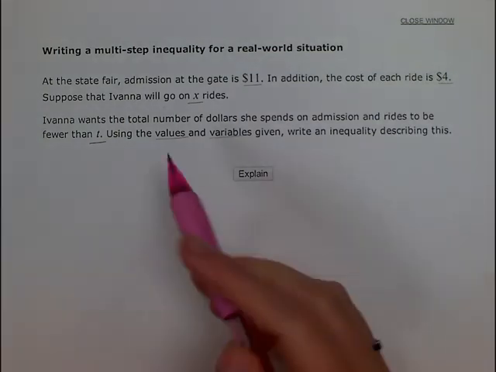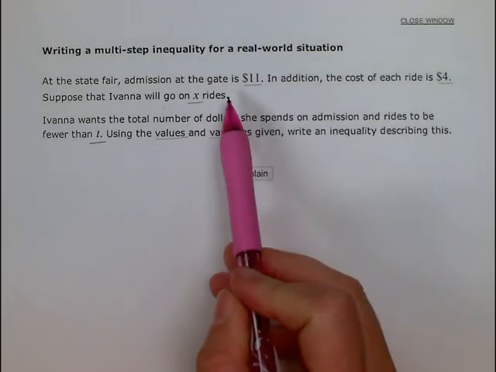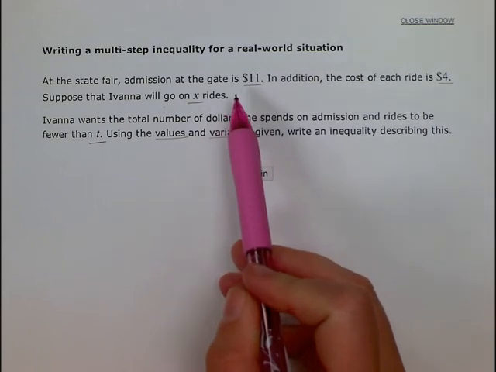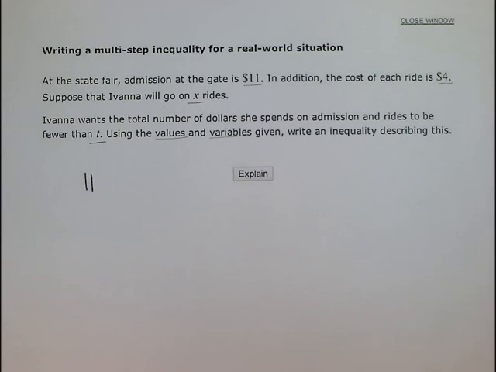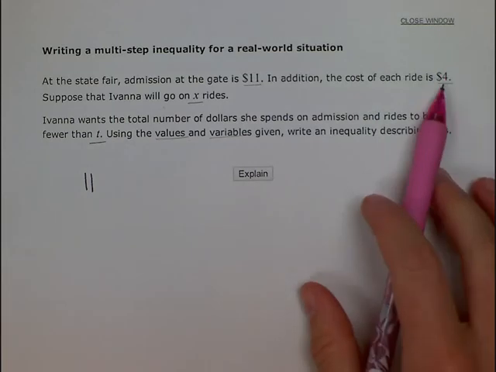We know that when she shows up to the fair, even if she doesn't go on any rides, she's going to have to pay $11 no matter what. We know that. But we also know that she probably is going to want to go on some rides. So she's going to be paying $4 per ride.